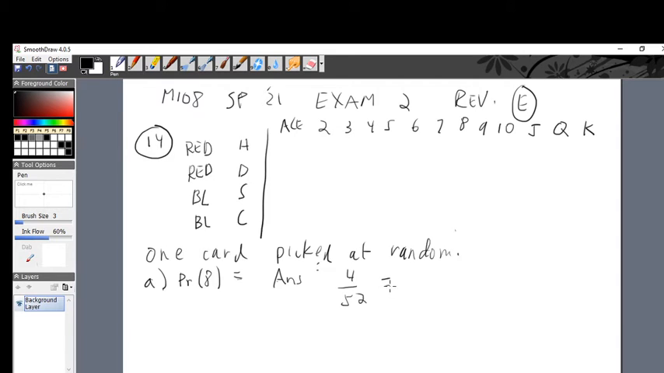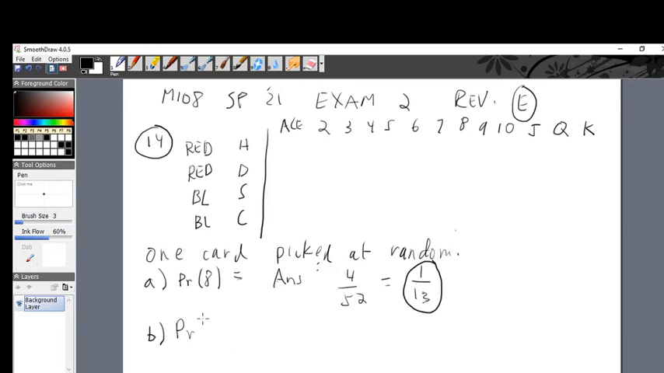But Alex does not want 4 out of 52. Alex wants you to reduce the fraction to the lowest form, and therefore you answer 1 out of 13, if they're willing to take a fraction. If they want a decimal, you would have to divide 13 into 1. I don't think they want a decimal, but just in case they do, it's worth mentioning.